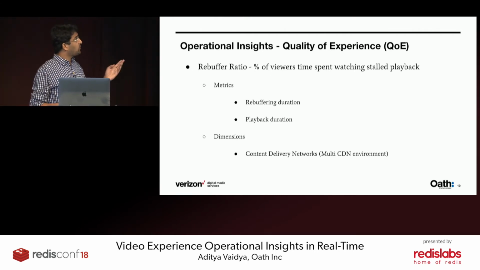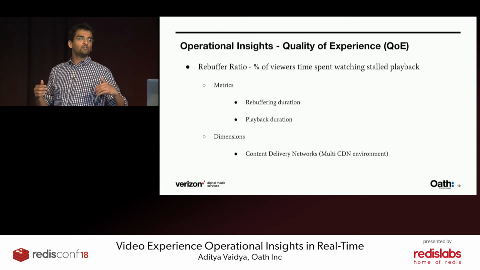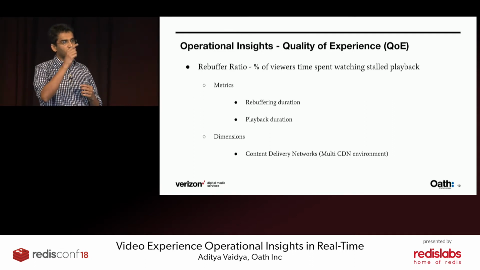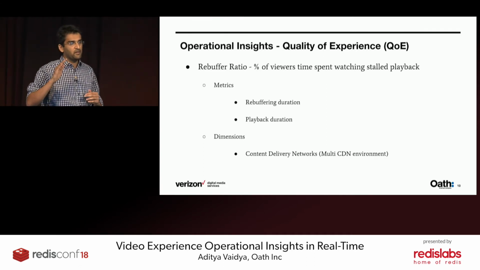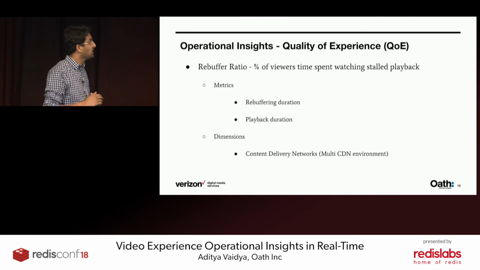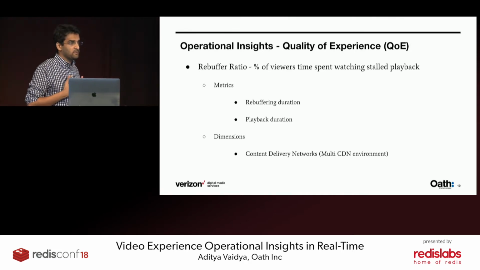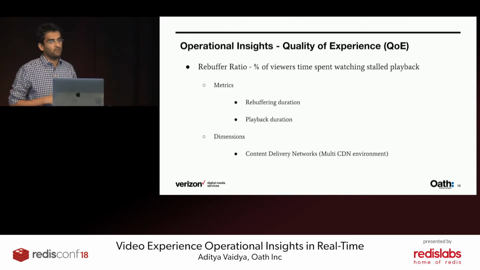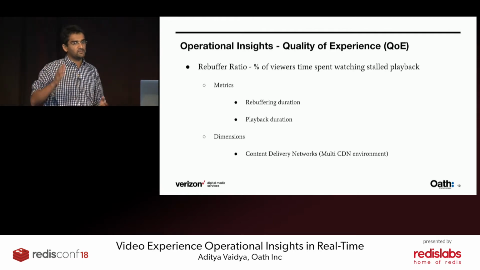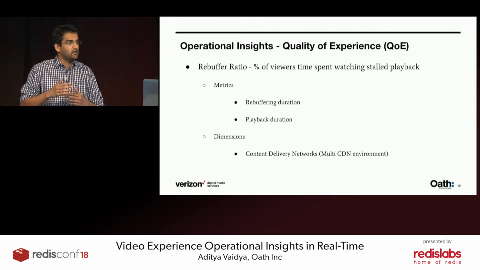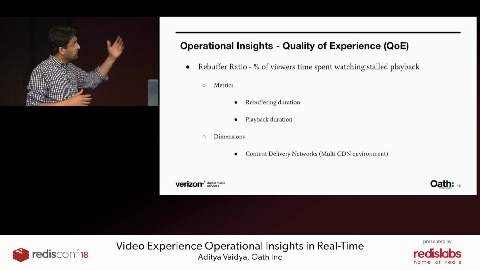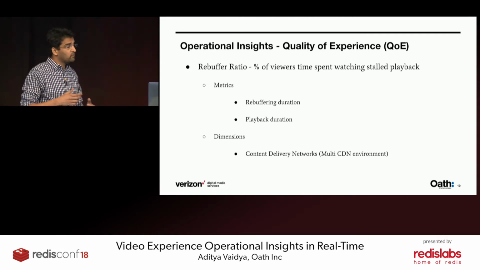Apart from this, the most important metric that we gather is the rebuffer ratio. Rebuffer, we all know, is what you see when you are watching content and it stalls. We need to keep that rebuffering as low as possible, below certain limits. From our operations team's perspective, it is very important that we know this rebuffer ratio for large scale events in a matter of a few seconds, so they can take some action on it. Rebuffer ratio is defined as the percentage of viewers' time specifically spent watching stalled playback.